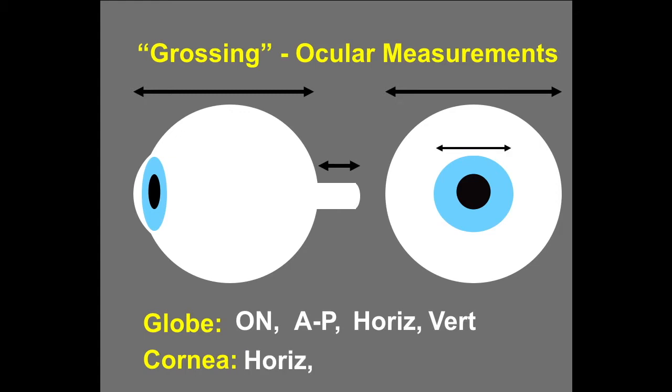The horizontal and vertical diameters of the cornea and the diameter of the pupil also are recorded. The measurements should be recorded in a standardized fashion. The horizontal diameter should be measured before the vertical diameter. The eye is then transilluminated by placing the globe on the surface of a bright light.